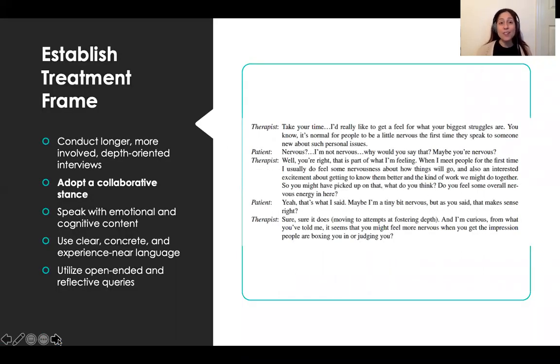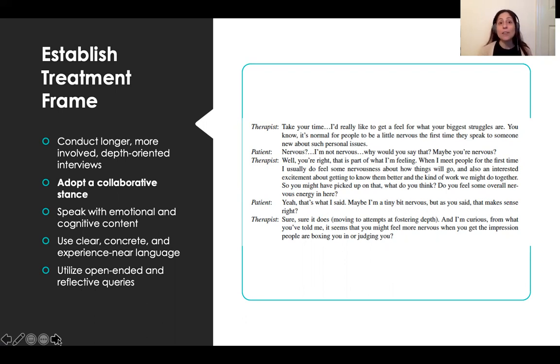Okay, so first, we want to structure and maintain a clear treatment frame. This involves conducting longer, more involved, and depth-oriented interviews. During this period, we want to adopt a collaborative stance, which I've already mentioned before. This is an especially important one, though. The client should feel like they're an active participant in therapy, not a passive recipient. You can support this by offering the client choices in what to discuss, how to address things, by seeking their feedback, and by collaborating on goals and intervention decisions.